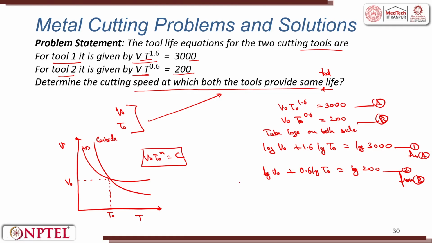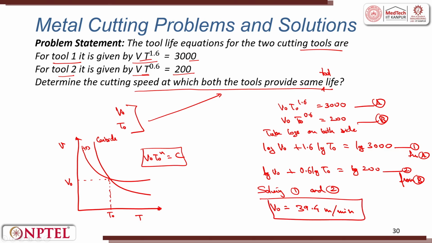So these become two linear equations with two variables, V naught and T naught. So solving 1 and 2, I get V naught is equal to 39.4 meters per minute. This is the answer. The speed is 39.4 meters per minute at which both the tools provide the same tool life.